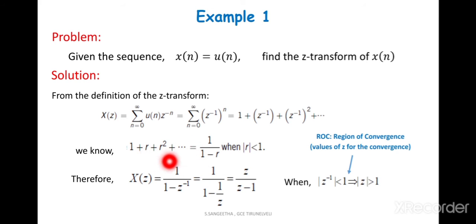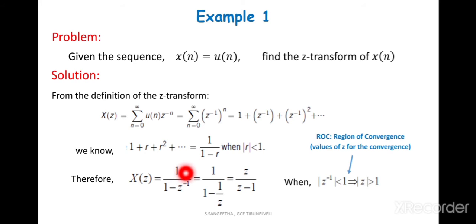So instead of 1 plus r squared we have to substitute the 1 by r. So in the place of r we are having z to the power minus 1. So we have to write the equation as 1 by 1 minus z to the power minus 1, which means we have to replace the value of r as z to the power minus 1. So the capital X of z is equal to 1 by 1 minus z to the power minus 1.